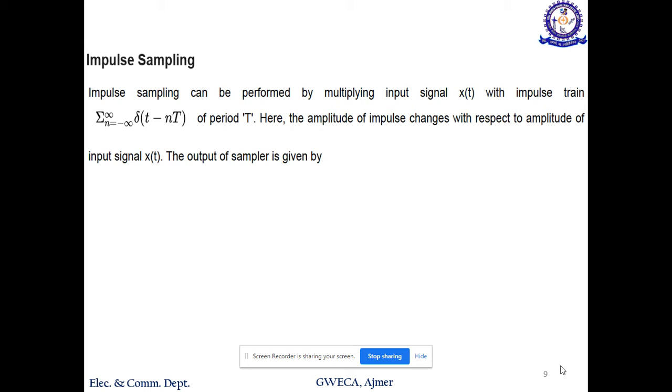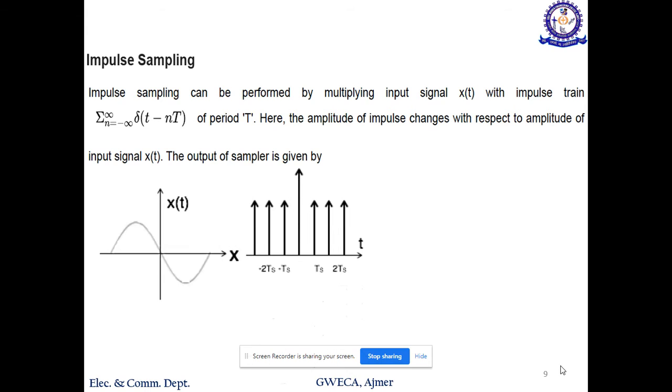The impulse sampling basically uses the principle of simple multiplication. It can be performed by multiplying the input signal with the impulse train. So you have one signal x(t), and you have to multiply this signal with the impulse train. We know that the impulse function is valid only at delta(0) equal to 1, otherwise it's 0.